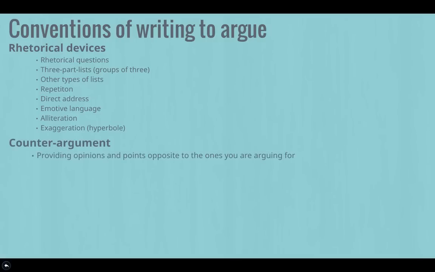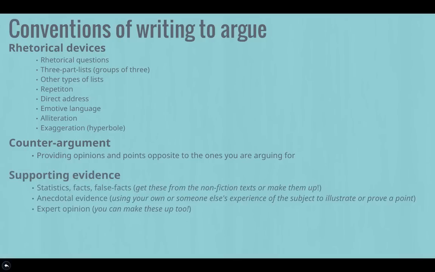When you're writing to argue, it's very important that you provide some counter-argument. And that simply means including some opinions or points from the opposite point of view to the one that you are arguing the case for. That's to show that you've considered the objections of the audience, you understood those, you've taken those into account, and your opinion is based on a kind of judgment that's been formed by weighing up the pros and cons. So make sure you include some counter-argument.